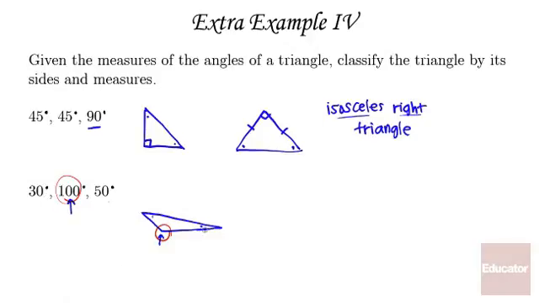So this, we know, first of all, is going to be an obtuse triangle, right? But with the sides, because I had to draw one longer than the other, so the angle would be smaller than the other, it's going to be a scalene triangle. So this is a scalene obtuse triangle. Okay, scalene by its sides, obtuse because of that 100-degree angle.